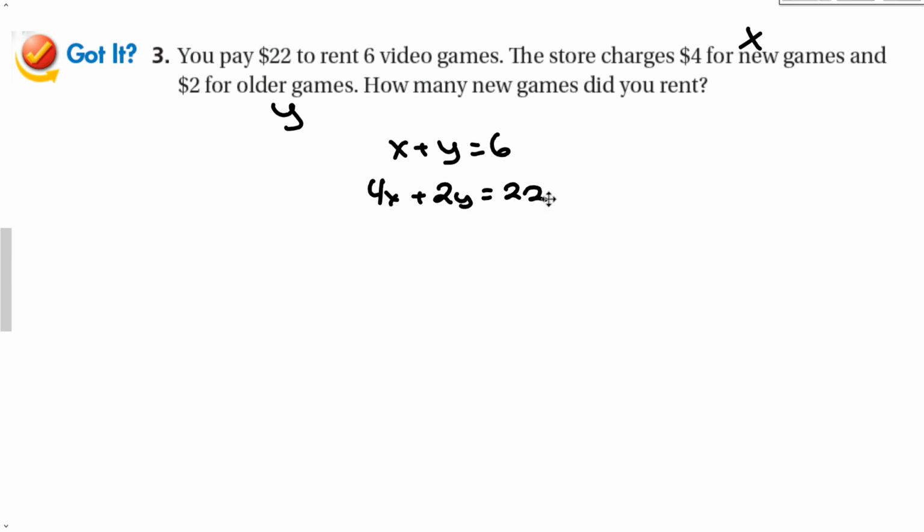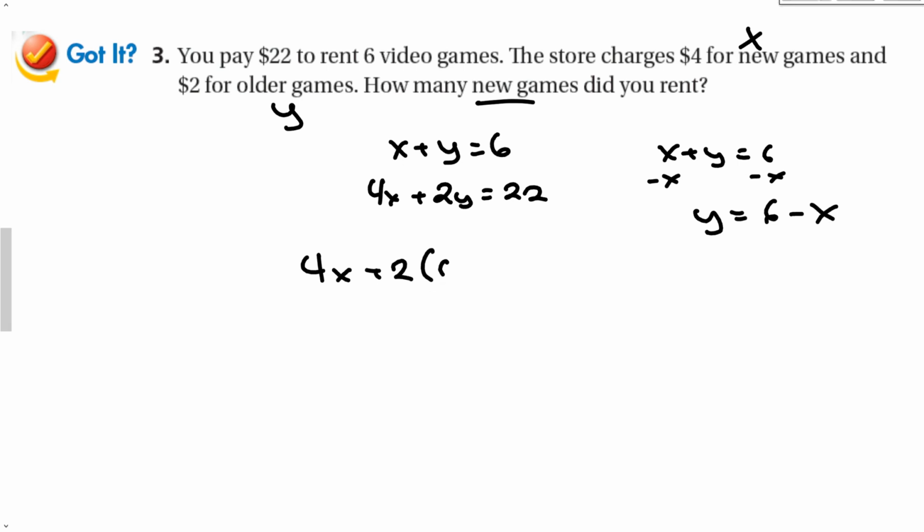Okay. So now, I want to know how many new games I rented, which means that I should get y by itself, because then I can replace it for x. Watch. So if I have x plus y is equal to 6, subtract out the x, I know that y is equal to 6 minus x, or negative x plus 6. Right? Now, when I plug this into my equation for y, 4x plus 2 times 6 minus x is equal to 22, I'm now solving for x, which is the number of new games.